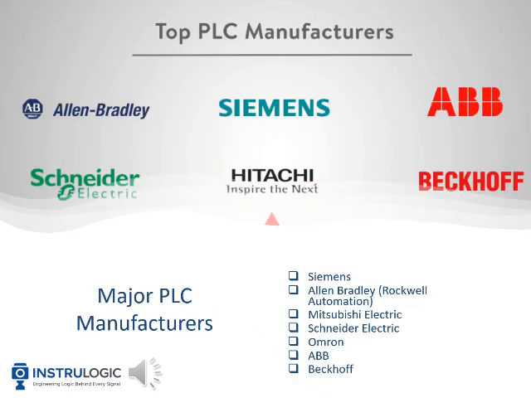There are several big names in the PLC industry. The most popular is Siemens, widely used in Europe and many global projects. Allen Bradley, from Rockwell Automation, is common in North America. Mitsubishi Electric and Omron are strong players in Asia. Schneider Electric is also a major brand, along with ABB and Beckhoff. Each manufacturer offers different models and features, but all aim to provide reliable automation solutions for industries.